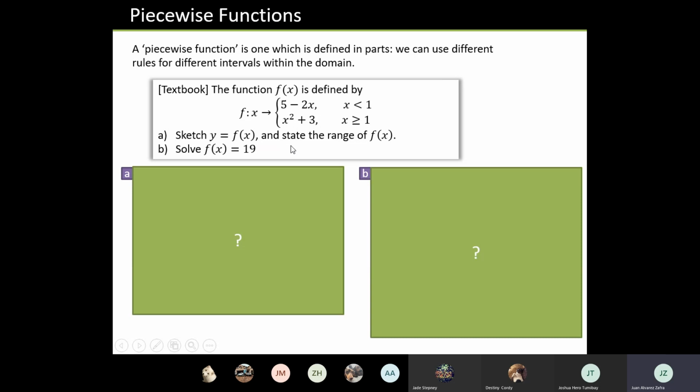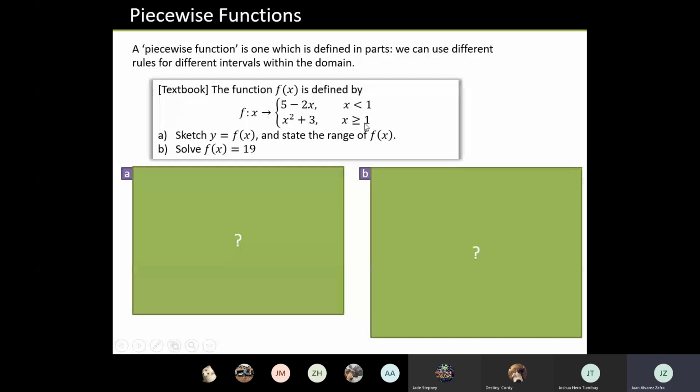Piecewise functions, so these are interesting. This is where for the domain, which in this case seems to be all the reals, we split it up and we use one formula for part of it and another formula for another. So we're going to use the formula 5 minus 2x as the output when x is less than 1, but we'll use the formula x squared plus 3 when x is greater than or equal to 1.